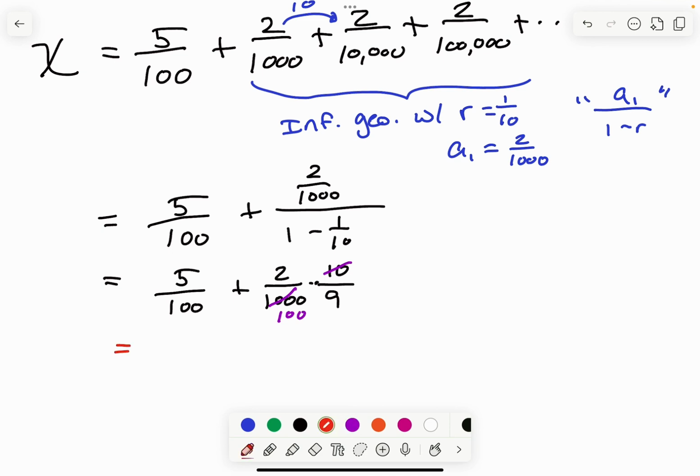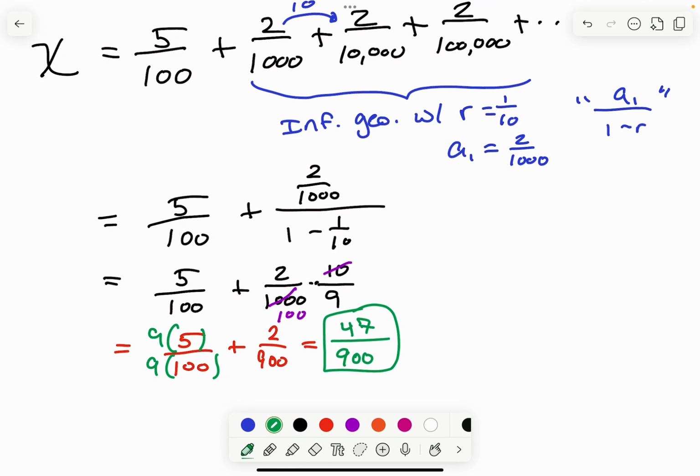So now let's collect what we have. I have 5/100, and then I got 2/900. Getting a common denominator here, this produces 45 plus 2, so it's 47/900. All right, so x is equal to that. I'll circle that just so we don't forget.